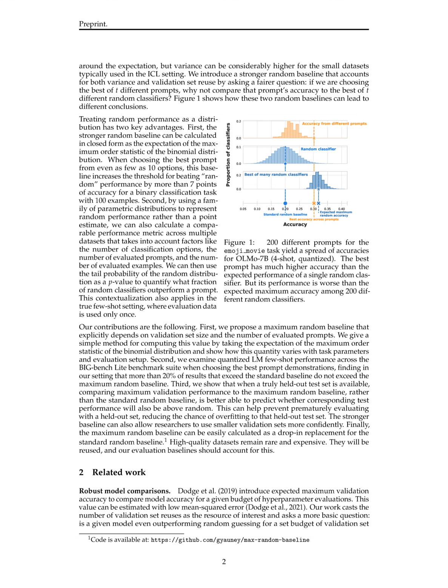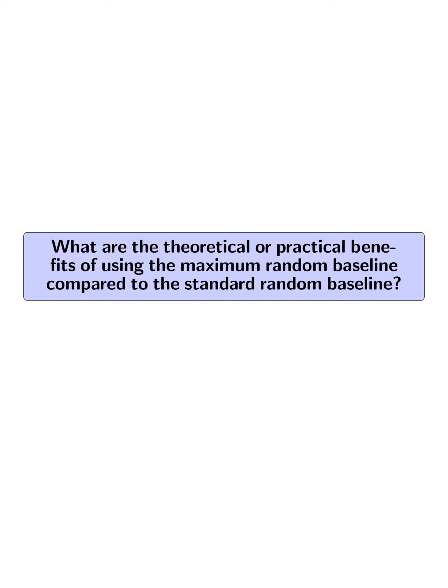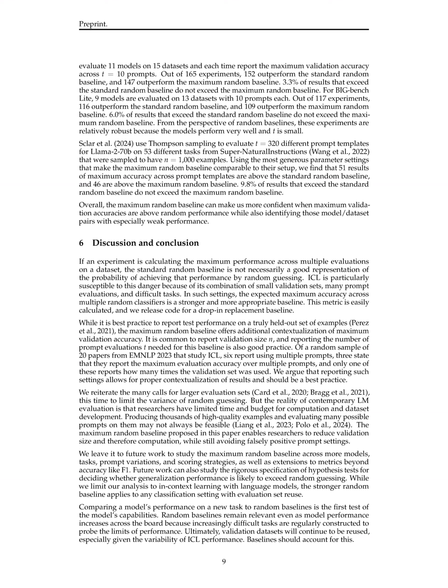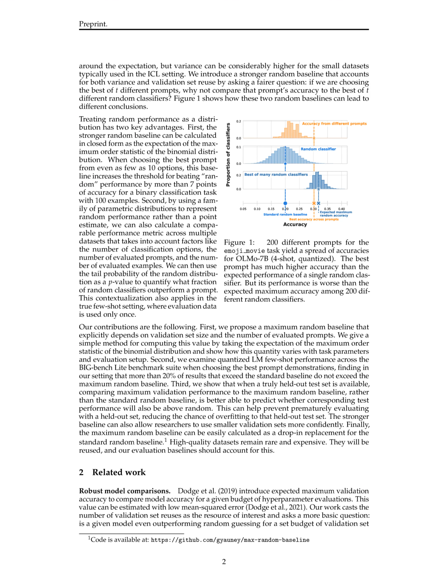What are the theoretical or practical benefits of using the maximum random baseline compared to the standard random baseline? The theoretical and practical benefits of using the maximum random baseline compared to the standard random baseline are significant. The maximum random baseline provides a more robust and fair comparison when evaluating model performance in few-shot learning tasks.